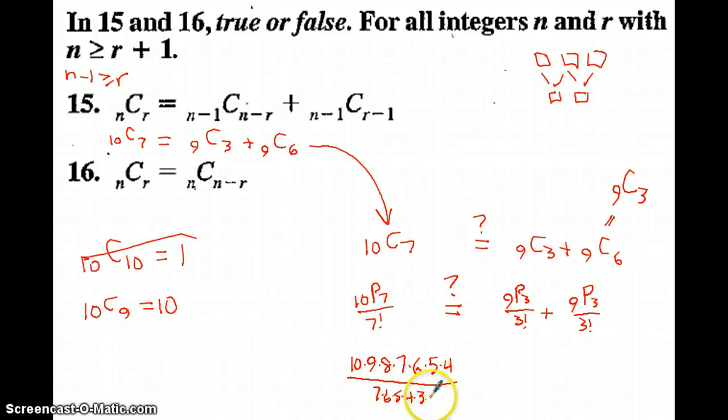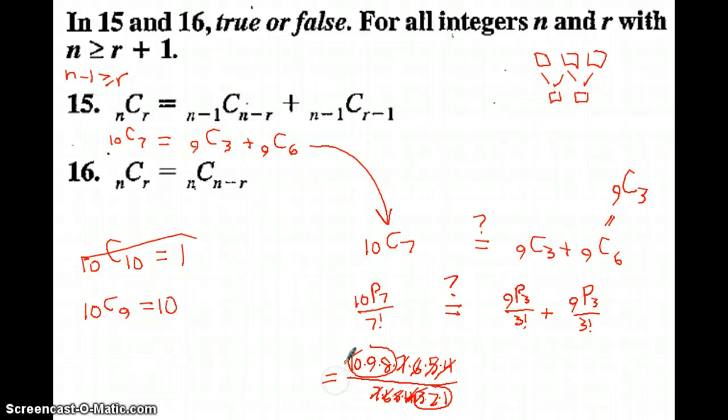Which of course is the same as 10C3, because a lot of this same stuff cancels out. Here's what it looks like, 10C3. If I cancel out all the common stuff, I'm going to have this left on the bottom and this left on the top. That altogether equals 10 times 9 times 8 over 3 times 2 times 1.